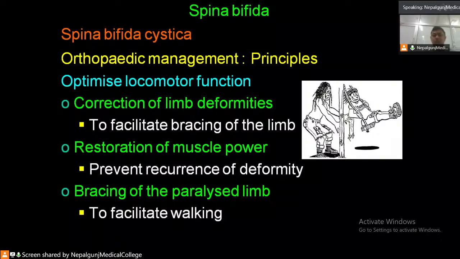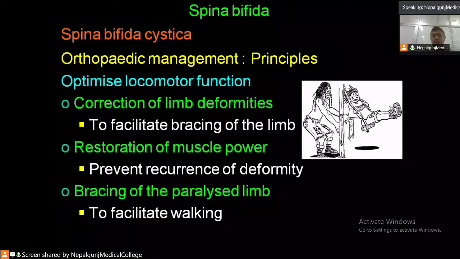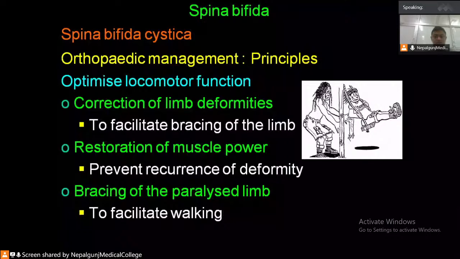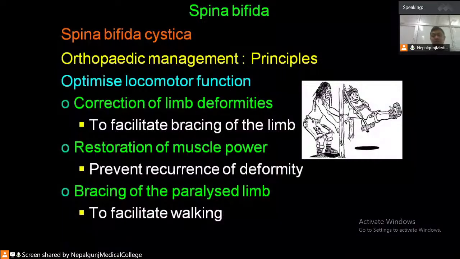But in a case of spina bifida cystica, orthopedic management is required, and there are principles of orthopedic management. All of the principles are focused on optimizing the locomotor function. So the principles can be the correction of limb deformities, restoration of muscle power, and the bracing of the paralyzed limb. Starting with the correction of limb deformities, it is done to facilitate the bracing of the limb.